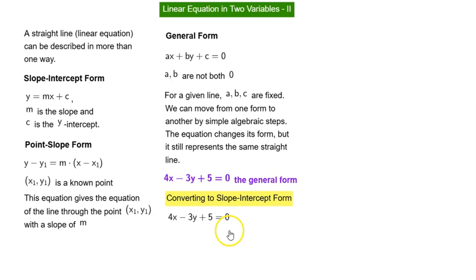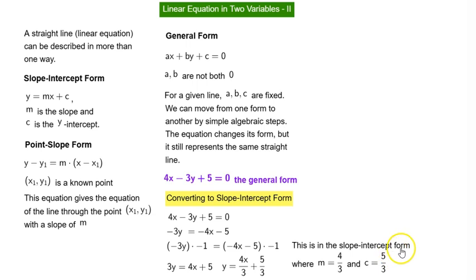So 4x minus 3y plus 5 equal to 0. We want y on the left hand side. So minus 3y is equal to minus 4x minus 5. We want the minus to disappear in the left hand side, so multiply both sides by minus 1, which gives us 3y is equal to 4x plus 5. And y is equal to 4x by 3 plus 5 by 3. This is the slope intercept form where m is equal to 4 by 3 and c is equal to 5 by 3.